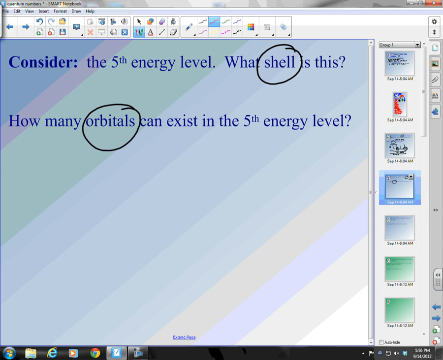So, consider the fifth energy level. What shell is this? Well, we said that n represents the shell, so this would be the fifth shell. Good. How many orbitals can exist? We said orbitals can be found by taking n and squaring it. I'm at n equals 5, so 5 squared is equal to 25 orbitals can exist at the fifth energy level.